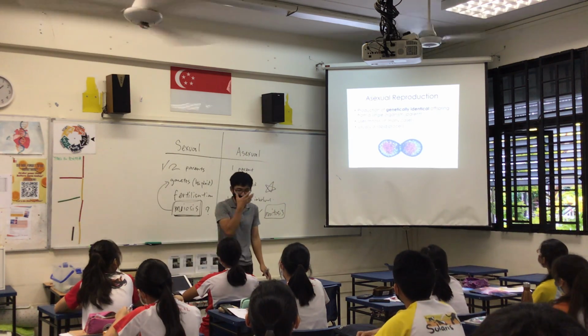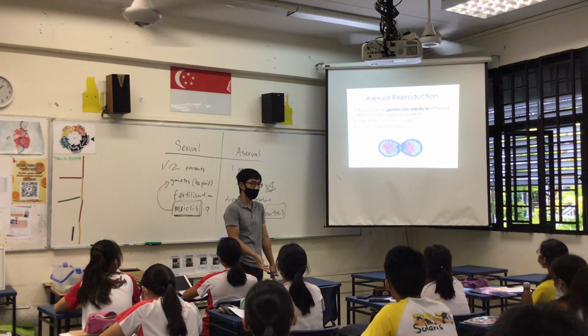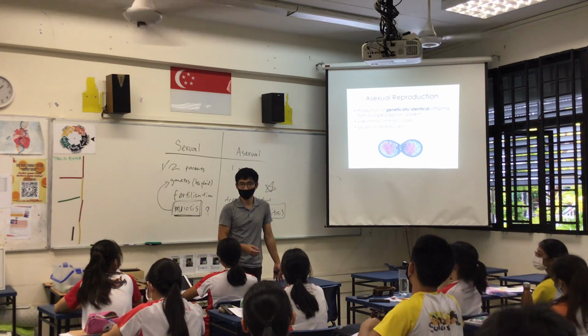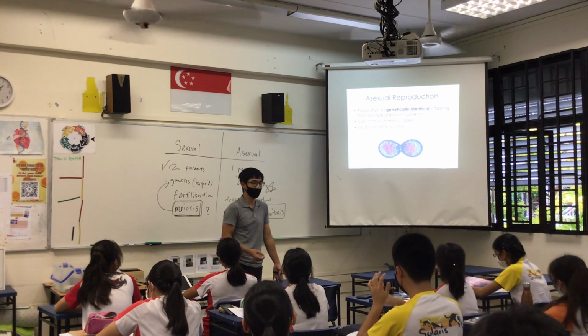The key idea is that when we talk about asexual reproduction, we tend to produce offspring that are genetically identical, and we tend to only require just one parent. Okay, I keep saying "tend to" because there are a lot of exceptions in biology. Right? I'll just give you a flavor.